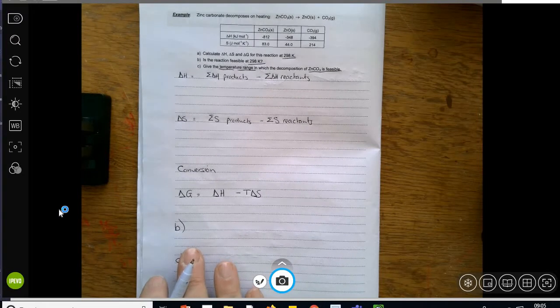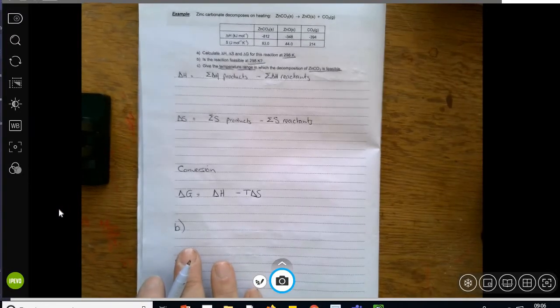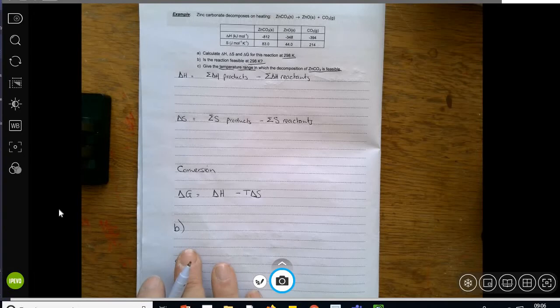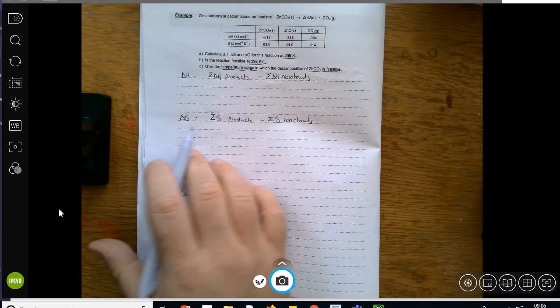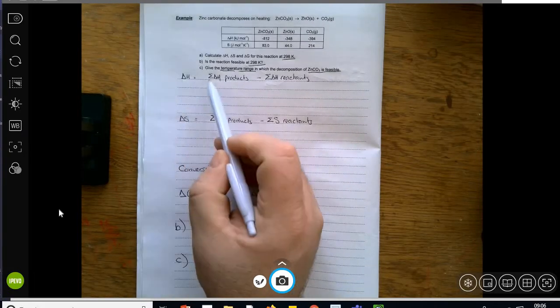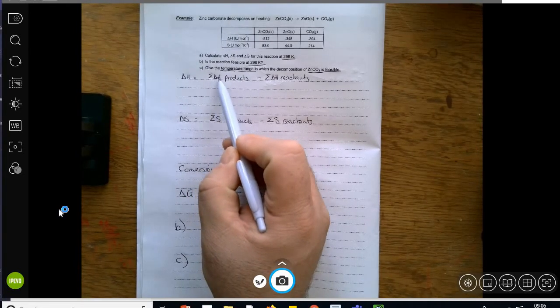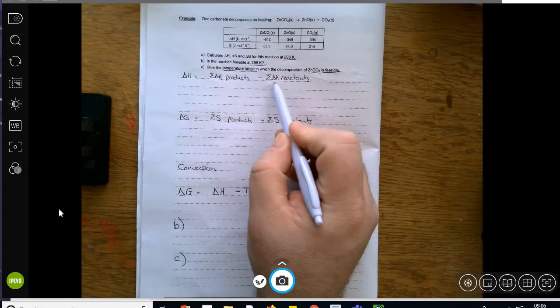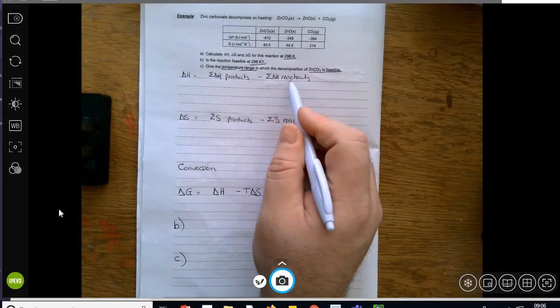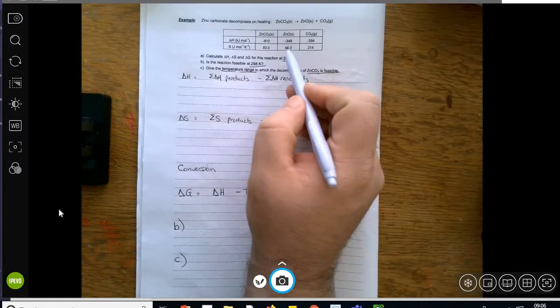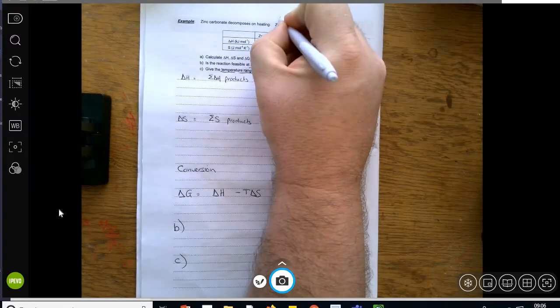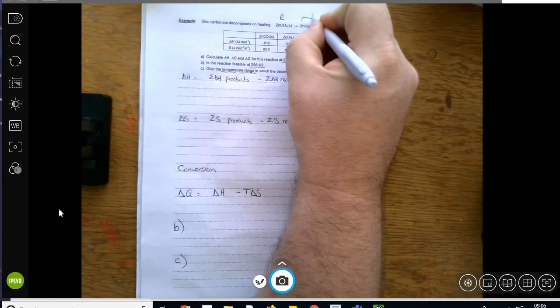So, what I've done, without any further details on this, I've just sat down and thought, right, if you're going to work out delta H, we know that delta H is the sum of the delta H formation of the products minus the sum of the delta H formation of the reactants. So looking at this equation, this is the reactants, these two are the products.